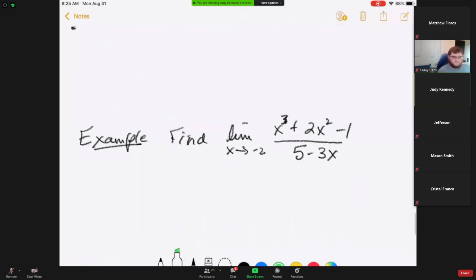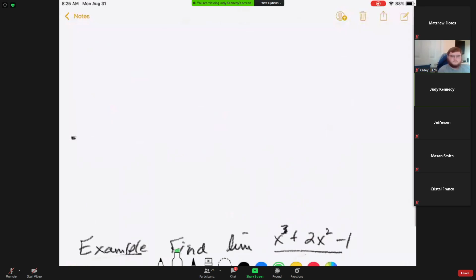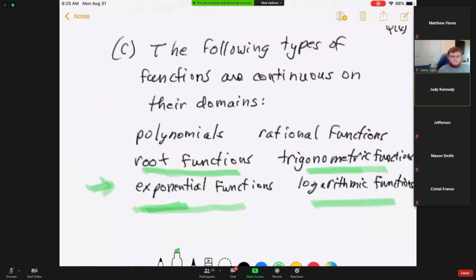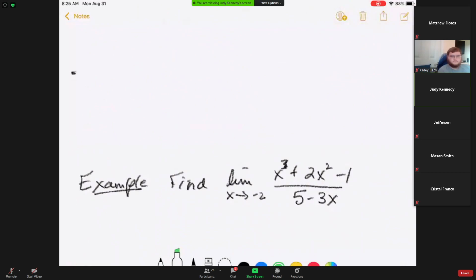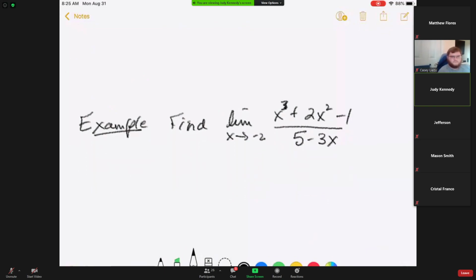Let's compute a limit using these facts. We want to find this limit. Now, this is a rational function, right? It's a third degree polynomial divided by a first degree polynomial.